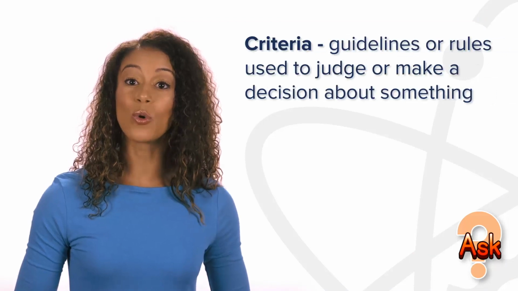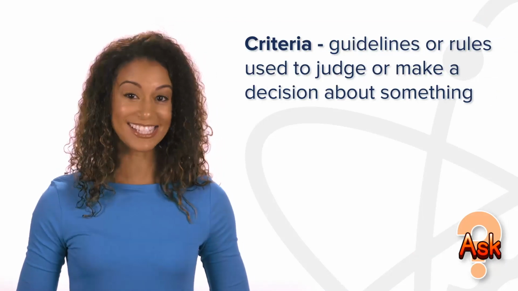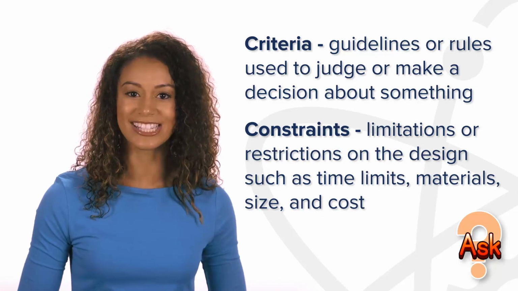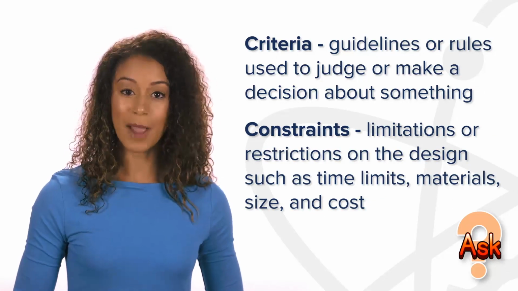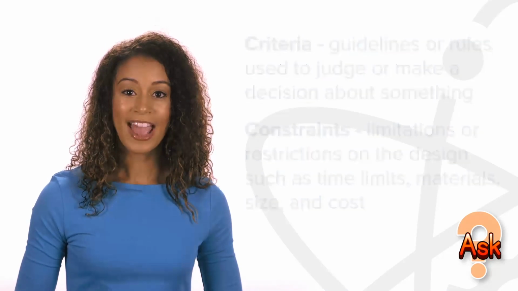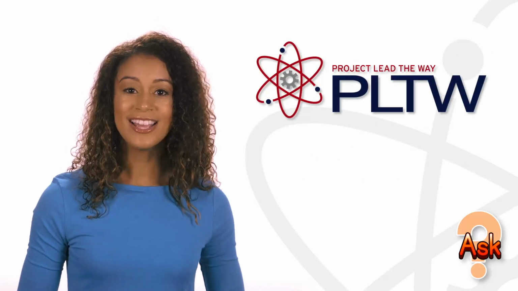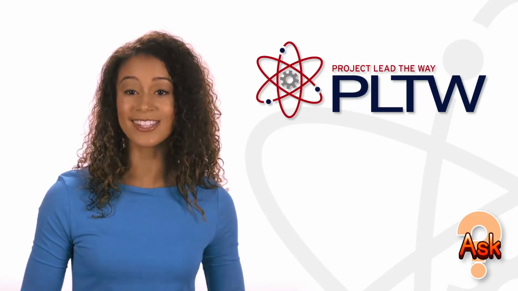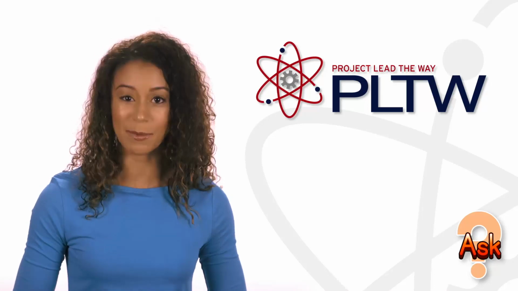Criteria are guidelines or rules used to judge or make a decision about something. Constraints are limitations or restrictions on the design. Constraints include time limits, types of material, size of design, and cost. As they work through the design process, engineers and designers continue to come back to the criteria and constraints to make sure their solution is acceptable.